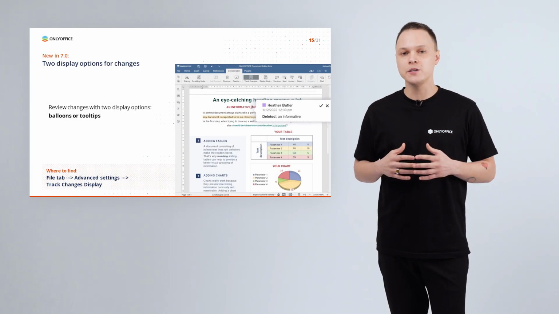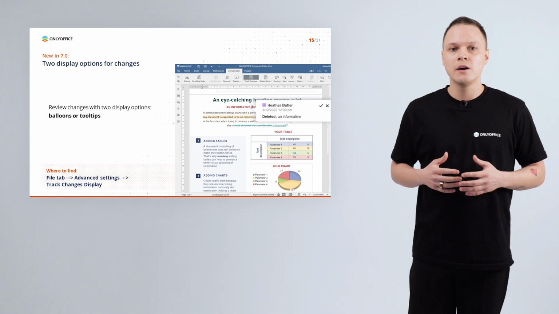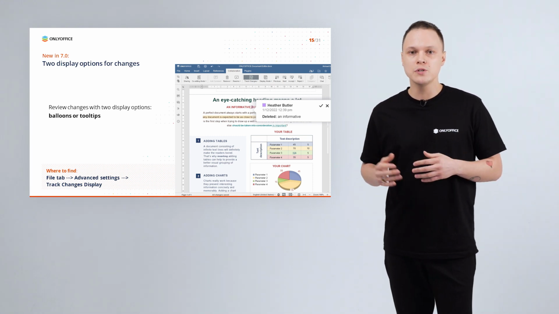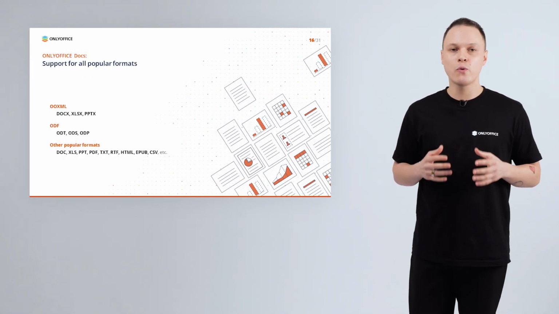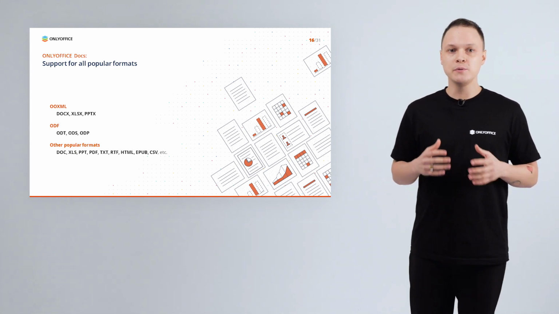There are different ways for displaying track changes when you are reviewing a document. At the moment, you can choose between balloons and tooltips. To change the display style, go to the advanced settings. There are multiple formats ONLYOFFICE Docs works with. Core formats are docx, XLSX and PPTX. It also supports ODF formats and other popular ones including TXT, RTF, HTML, PDF, CSV, etc.